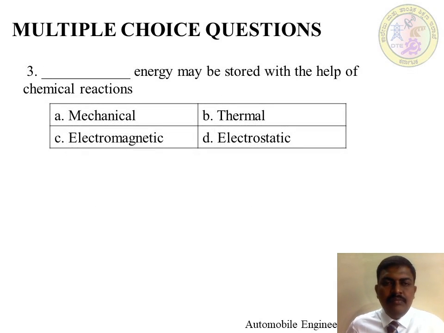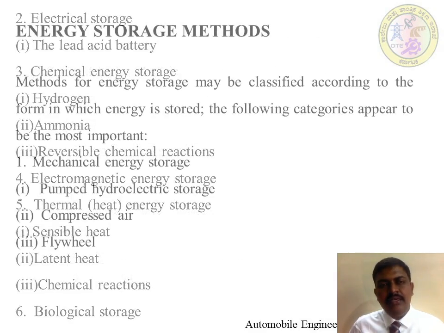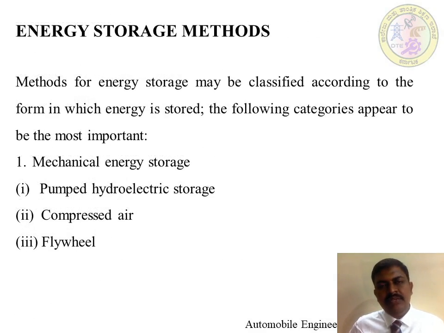Third question: dash energy may be stored with the help of chemical reactions. Option A, mechanical, option B, thermal, option C, electromagnetic, and option D, electrostatic. So the right answer is option B, that is thermal. Just refer to my previous slides, you will find all the answers for the multiple choice questions.